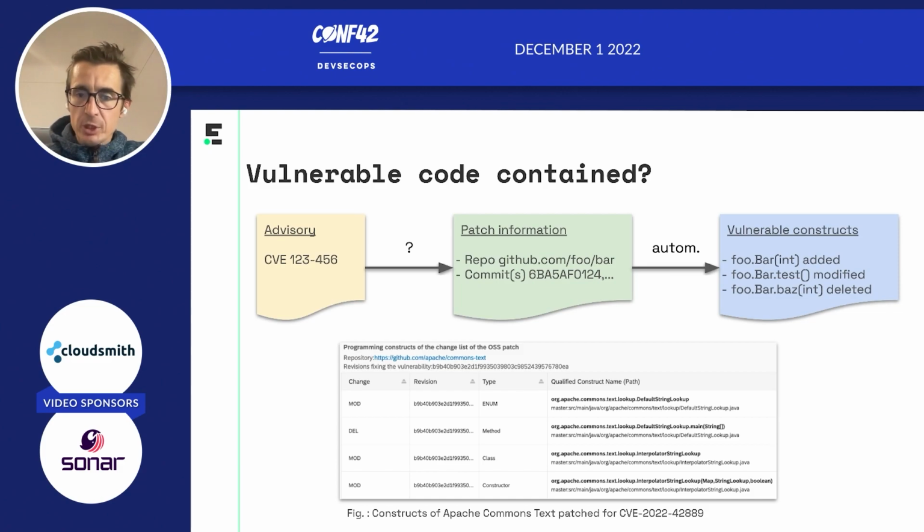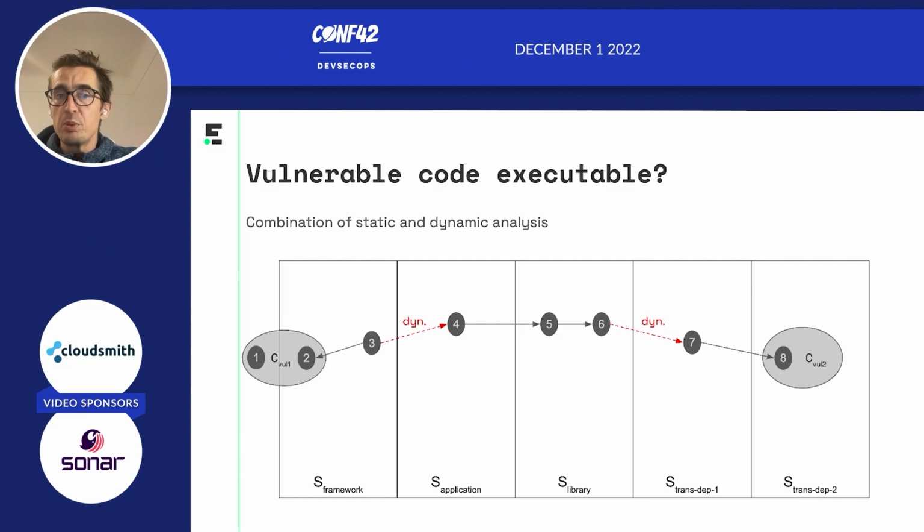This is a screenshot from the UI, and here you see some elements of a change list of the vulnerability in Apache Commons Text. Here, the fix commit was B9B something in the Git repository on github.com. And they were modifying an enumeration, deleting a method, modifying a constructor, and so forth. Here's the interpolator string lookup you were seeing earlier on in the call path. And this change list is then input to answering the second question: is that vulnerable code executable or not?